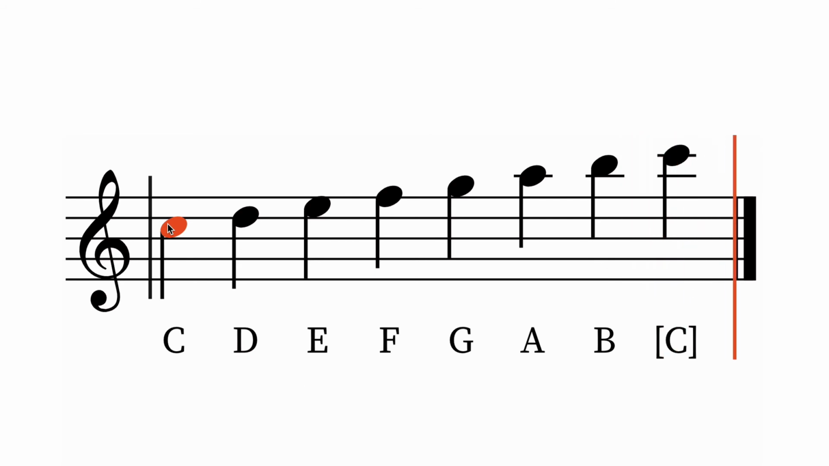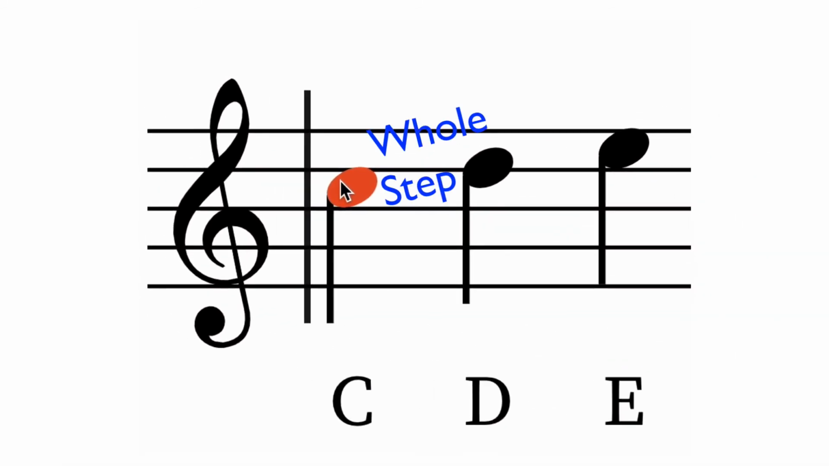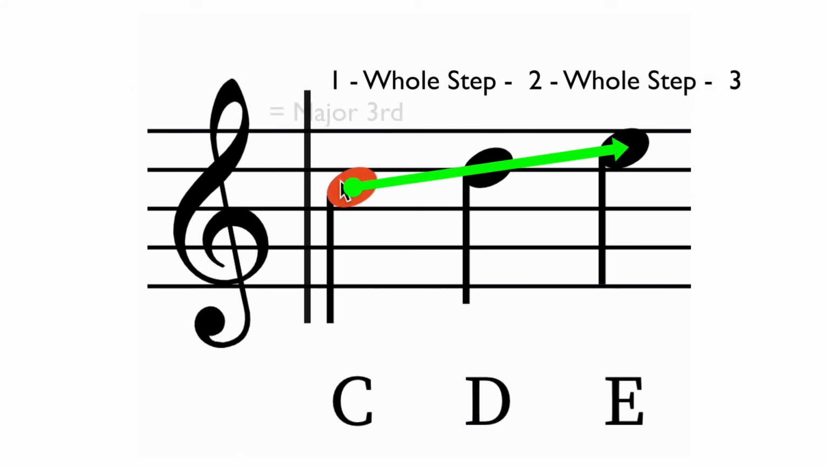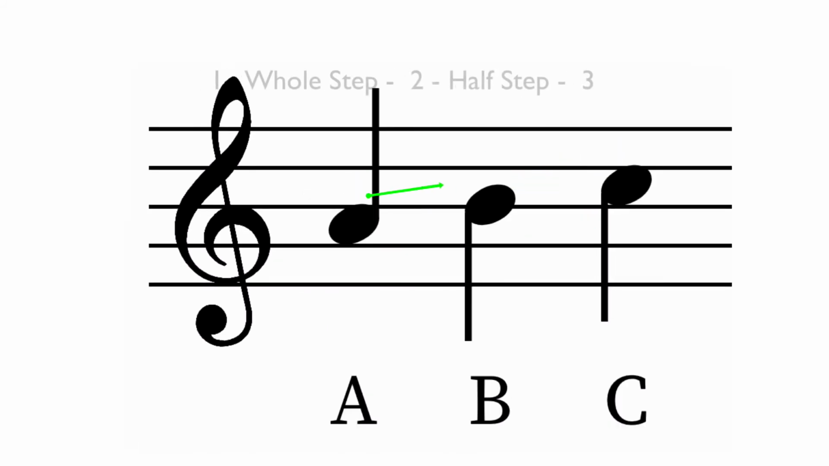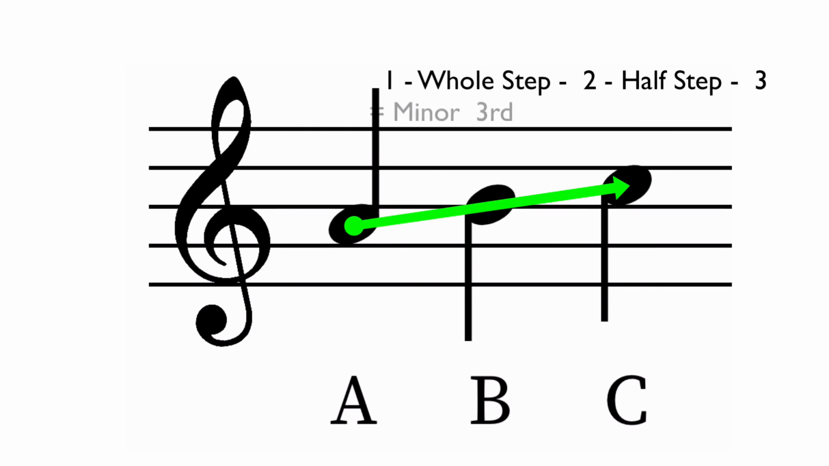The C scale has a very different character to the A scale due to its arrangement of whole steps and half steps, or tones and semitones. The C scale starts with 2 whole steps. We call this distance from the first note or degree to the third note or degree a major third. The A scale starts with a whole step, then a half step. We call this distance from the first note or degree to the third note or degree a minor third.